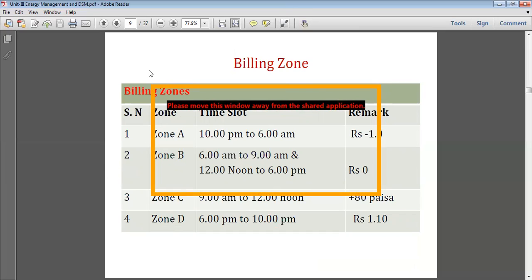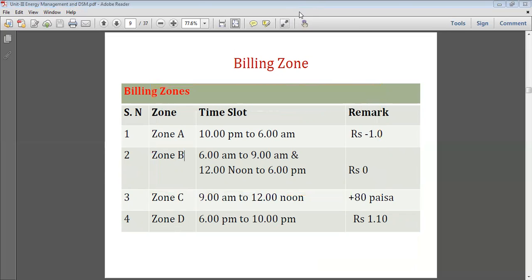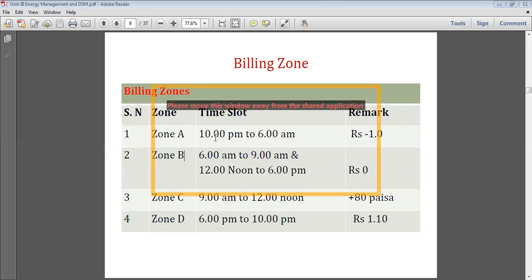Okay, now these are the demand charges. This is the time zone, the TOD. Now zone A is 10 p.m. to 6 a.m., where there is minus 1.0 rupees. Zone B has no addition or subtraction in the basic charges. Zone C is 9 a.m. to 12 noon, where plus 80 paisa is added to the basic rate.